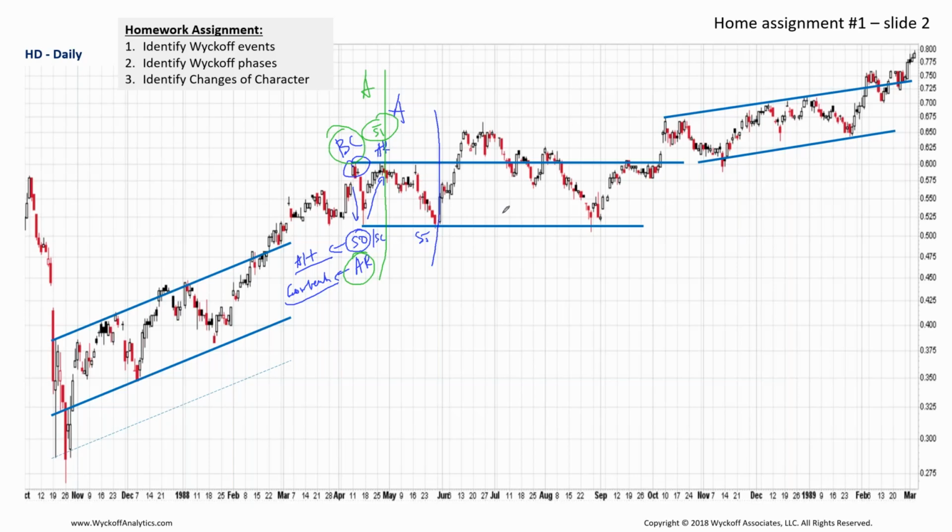I gave you the slides on the reaccumulation. Some of the reaccumulations are going to have the structure where they're going to have a distribution range, and we've seen this in the previous slide. Then the price goes down, so you're going to have a selling climax, and then your labeling is going to be the same.